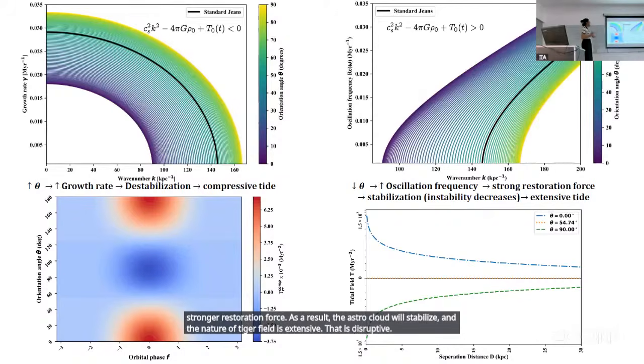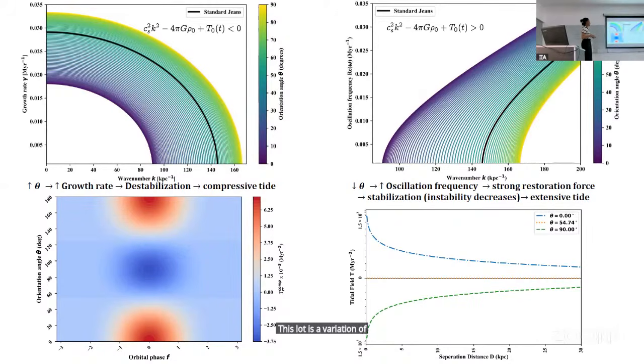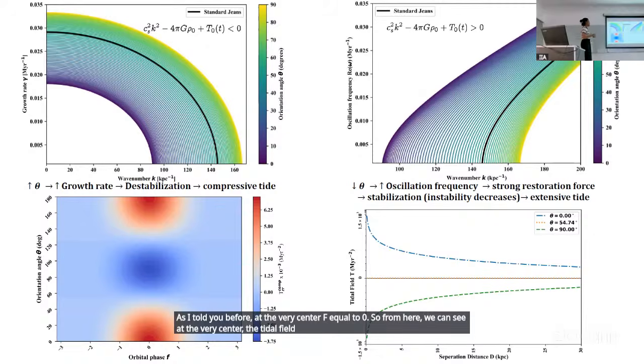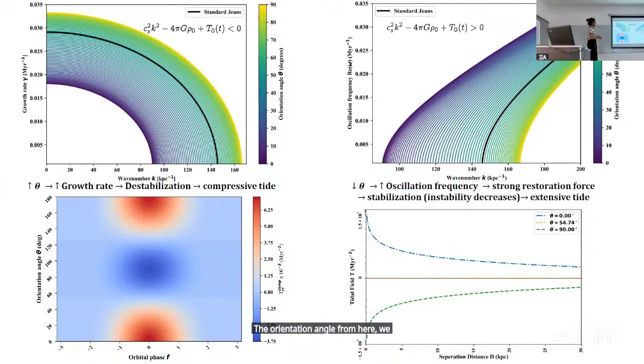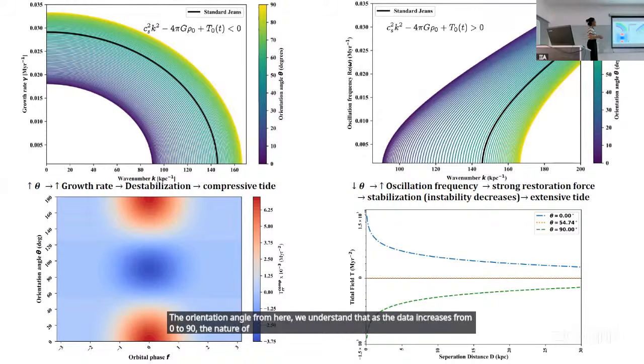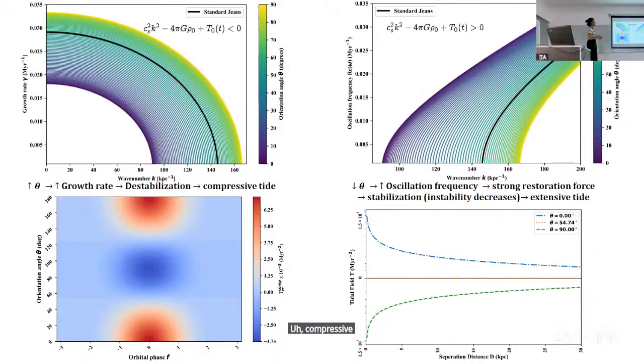This plot is a variation of the tidal field of the companion galaxy with orbital phase and orientation angle. As I have told before, at the pericenter f equals 0. From here we can see at the pericenter, the tidal fields are the strongest and they fade away as the two galaxies slowly drift apart. And from the orientation angle, we understand that as theta increases from 0 to 90, the nature of the tidal field goes from disruptive to compressive. And how do we understand that? Tidal field is negative for compressive and positive for disruptive.